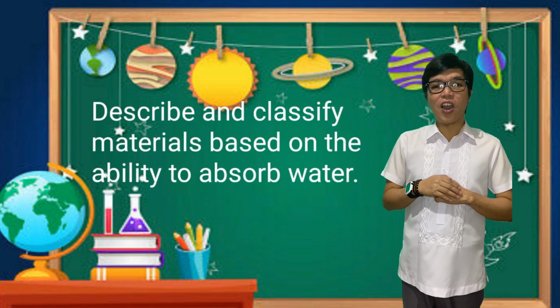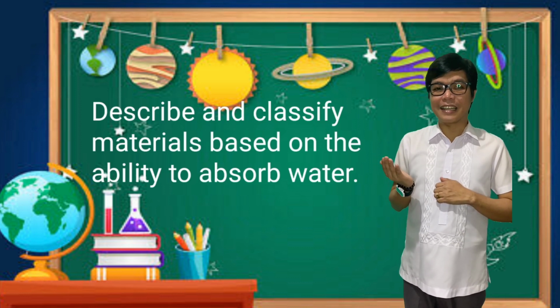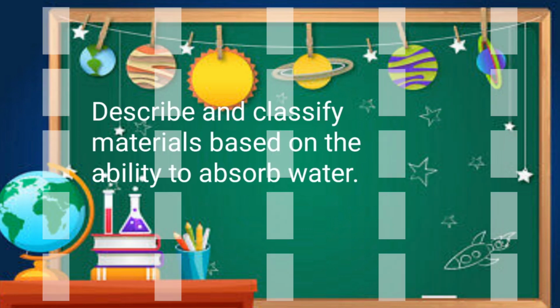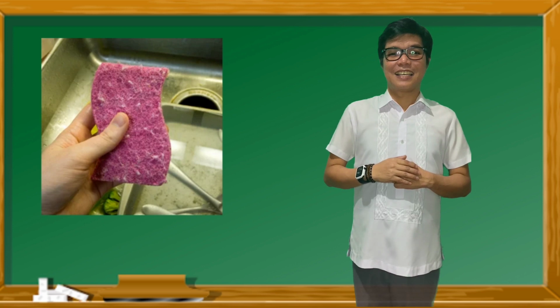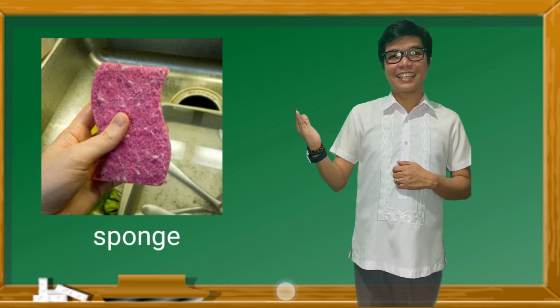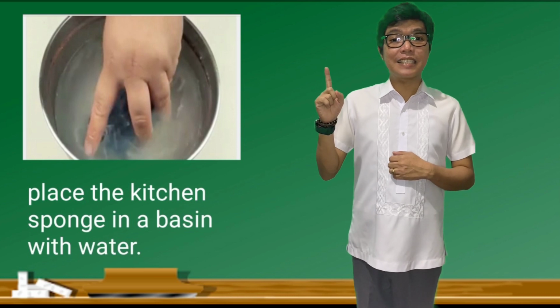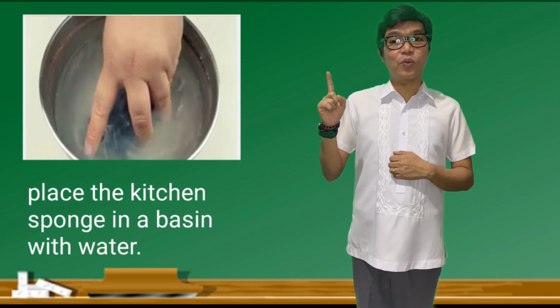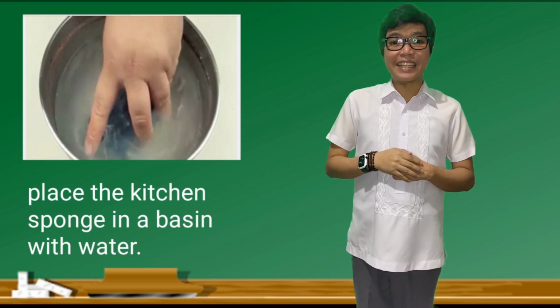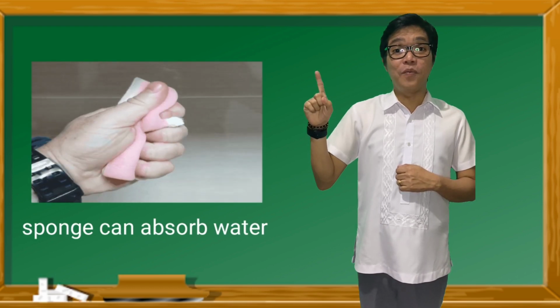Today, we are going to talk about classifying different materials based on their properties. In this topic, we will describe and classify materials based on the ability to absorb water. Look at this picture. This is a kitchen sponge. What do you think will happen if I place this kitchen sponge in a basin with water? Let us observe what happens. That's right! A sponge can absorb water.